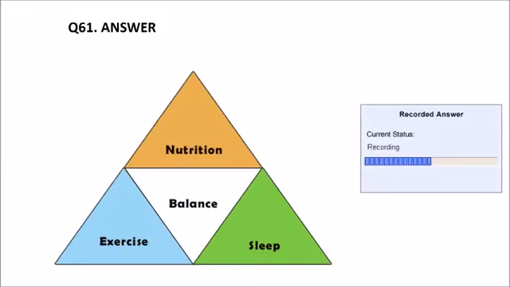In conclusion, a good exercise, enough sleep and balanced nutrition are the major pillars for a proper health, and the balance between them is crucial.